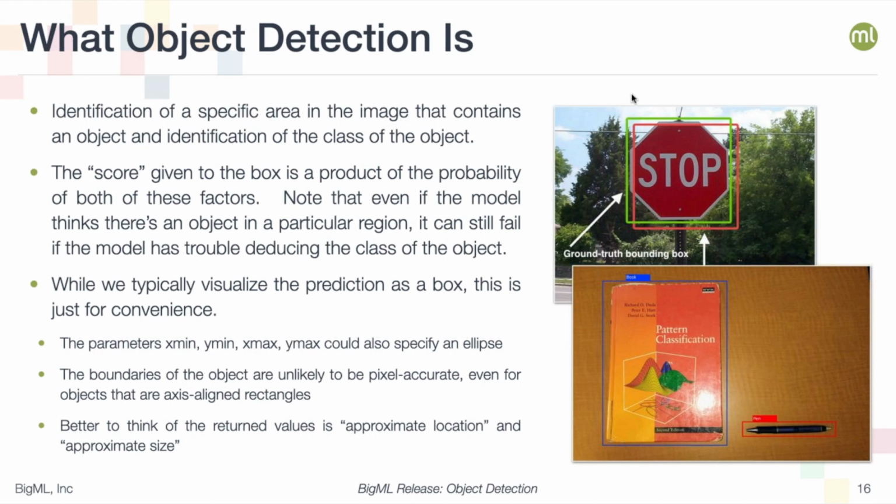And what this means is that these boundaries are unlikely to be pixel accurate even when the image is axis aligned, even when the boundaries could be pixel accurate. So you see in the image we have this book where the book is a rectangle. Those bounds could be a lot tighter, but that's not what these algorithms are designed to do. These algorithms are designed to give you an approximate location of the object that has been detected and an approximate estimation of the size of the object in pixels in the image.